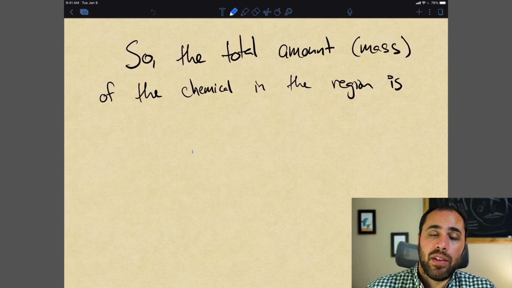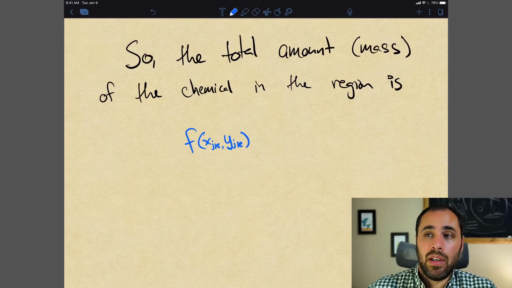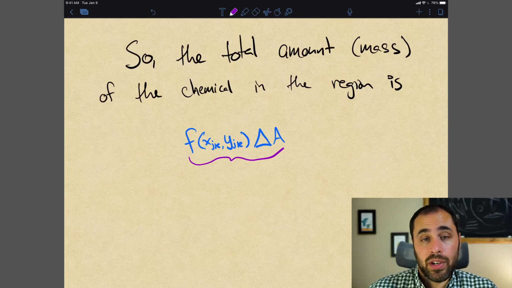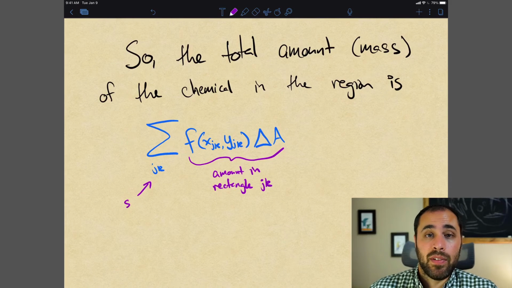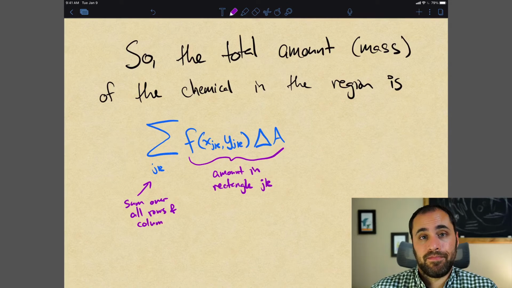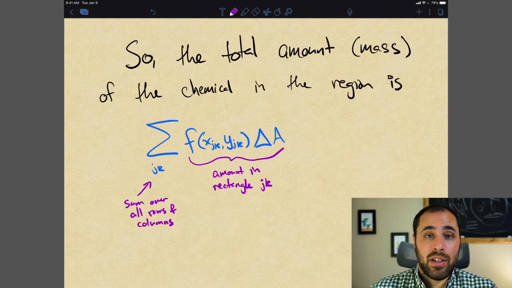And then if we wanted the total amount of the chemical over the whole region, the whole 36 square kilometer region, we would just add up our estimates for each of the squares, and that would give an estimate for the whole region. So let's take a look at CoCalc and see what we would get.